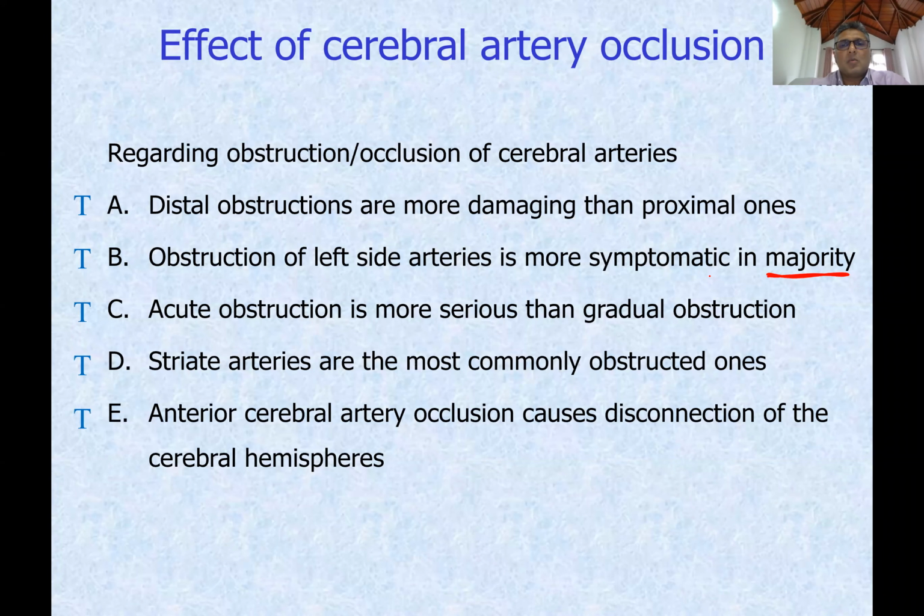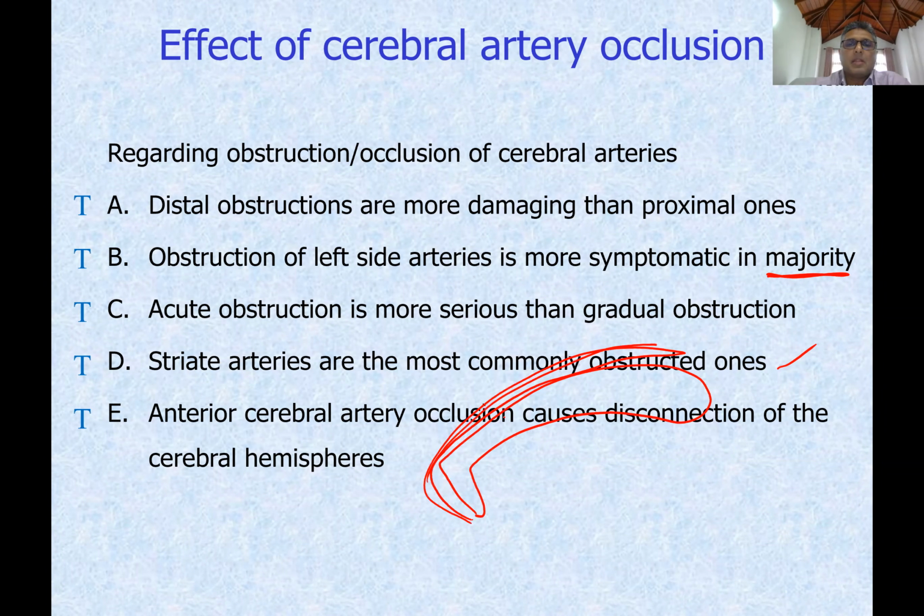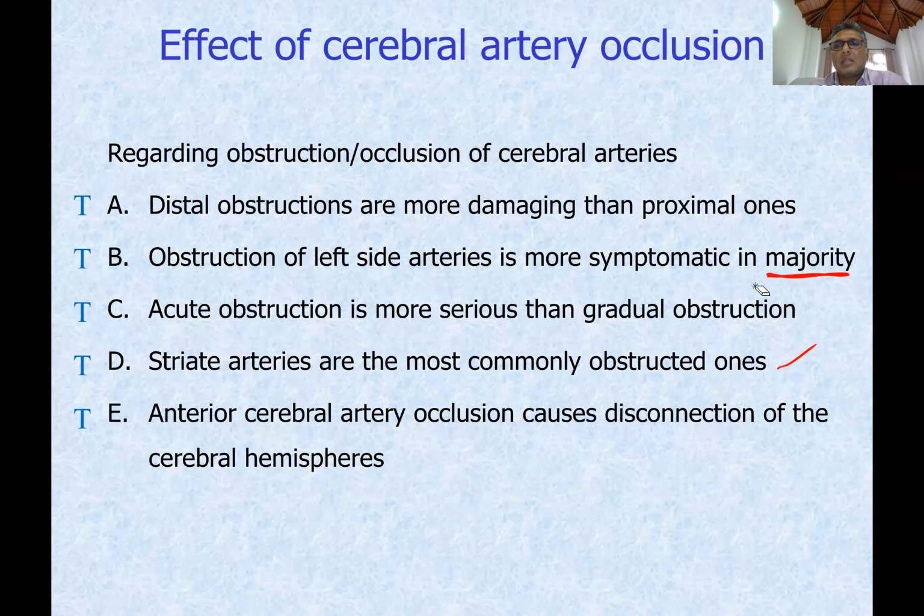Then striate arteries are the most commonly obstructed ones. Yes, true. It's the medial and lateral striate arteries of the middle cerebral that are most commonly obstructed and give rise to strokes. Then the anterior cerebral artery occlusion causes disconnection of the cerebral hemispheres to some extent, because it supplies the corpus callosum. I told you at the beginning, I showed you they lie very close to the corpus callosum and cingulate gyrus, and they supply the corpus callosum. So when the anterior cerebral is gone, the connections between the left side and the right side of the brain are lost sometimes. So you get issues with the coordination of the two sides.